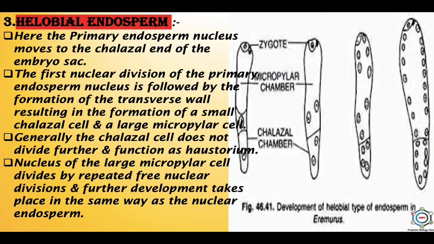The nucleus of the large micropylar cell divides by repeated free nuclear divisions, and the further development takes place in the same way as the nuclear endosperm. And this helobial endosperm is prevalent in the case of monocotyledons. Now, here the development of embryo, and at first you can see in case of the dicotyledons.